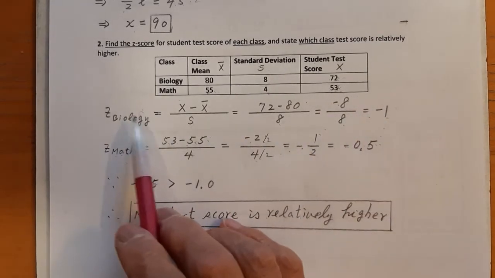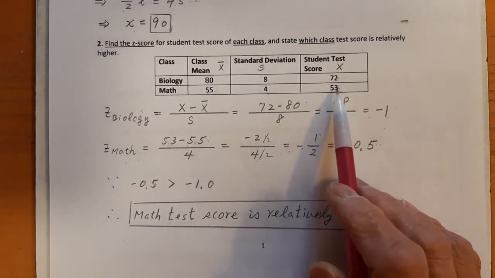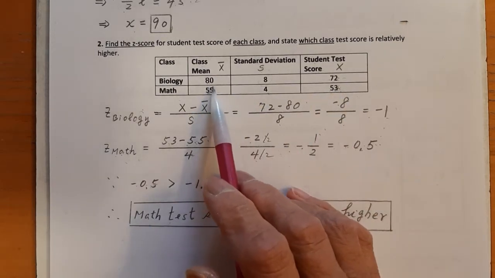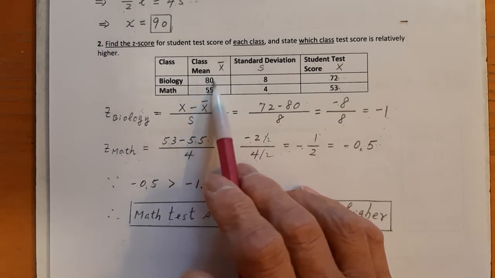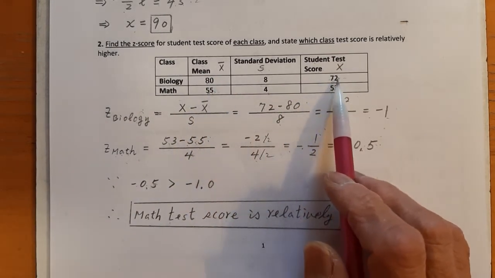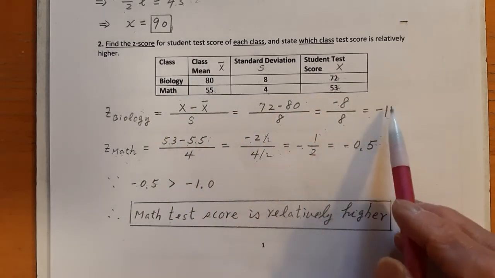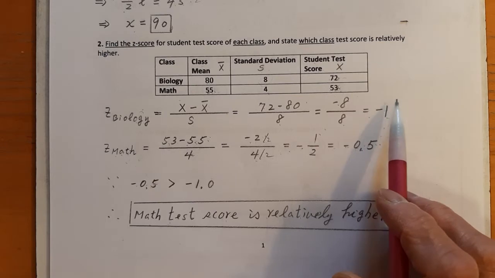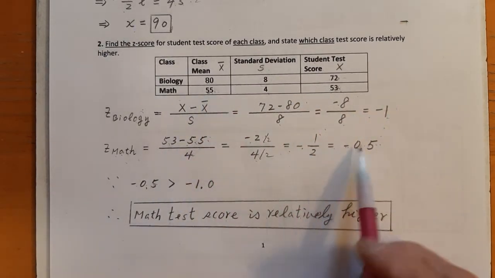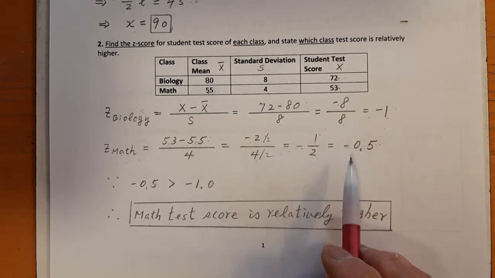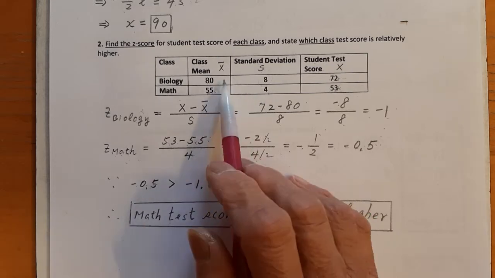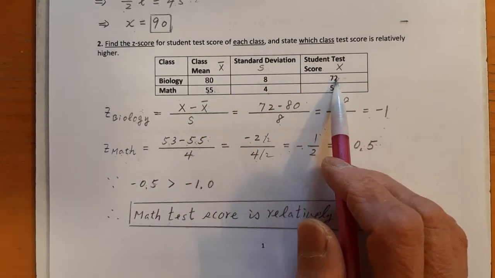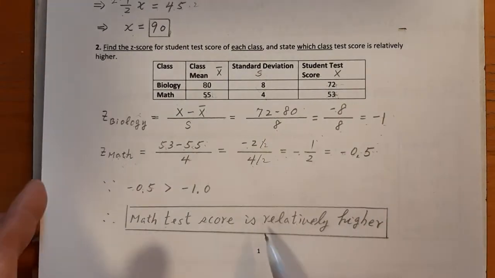relatively higher than biology, because math 53 is closer to mean, but 72 is away from their mean average, below the mean. 72 is below the mean by 1 standard deviation. 53 is away from mean by half of a standard deviation. So the 53 is closer to the mean, is higher than biology, 72. So this we call relatively higher.